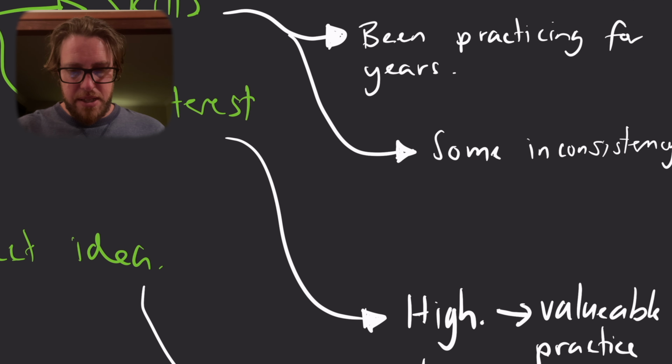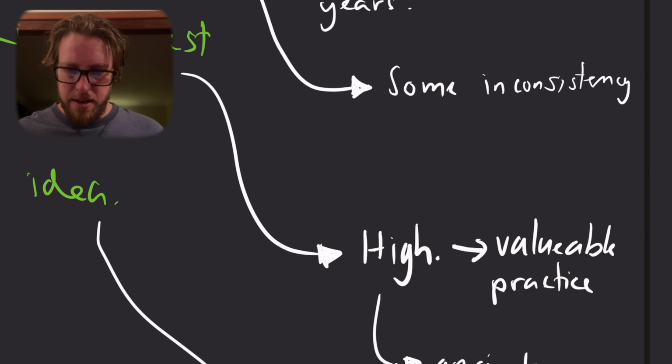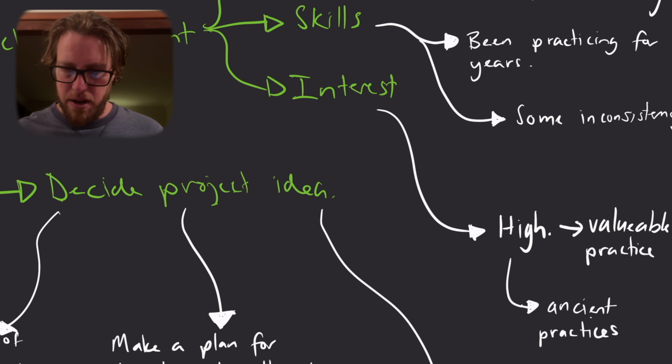The other part of the self-assessment was the interest part. I wrote high. My interest in this area is high, because I think it's a valuable practice. So it's probably a good project topic for me, because if I'm not interested in it, it's pretty hard to do a good project about something you're not interested in at all. So just check to make sure that you've picked a project that's going to be of interest to you so that you can do it well.